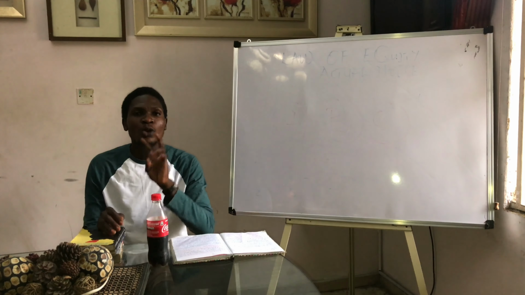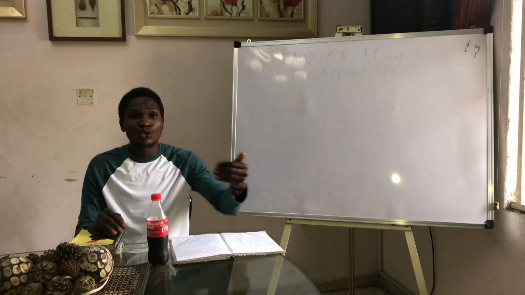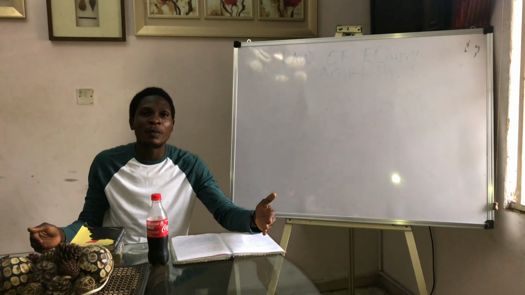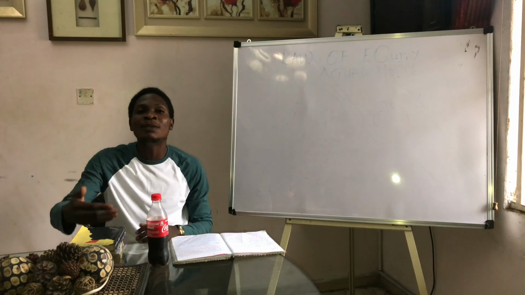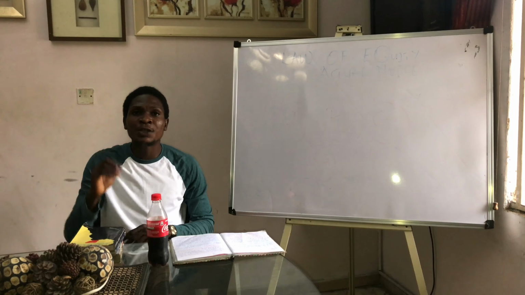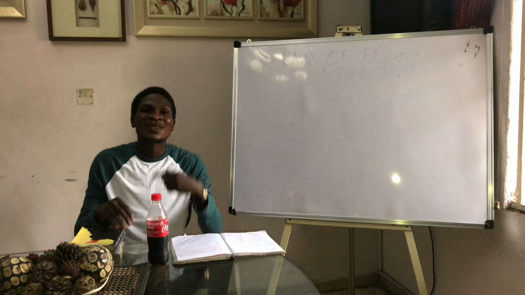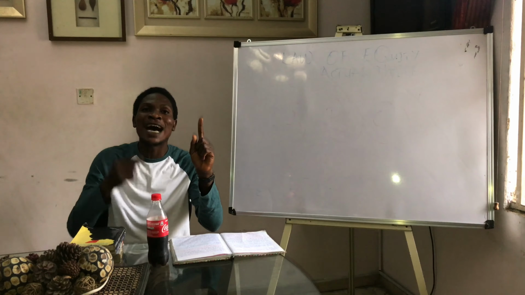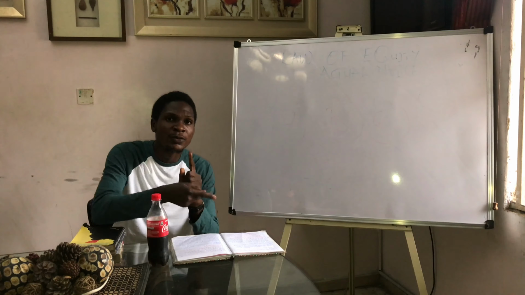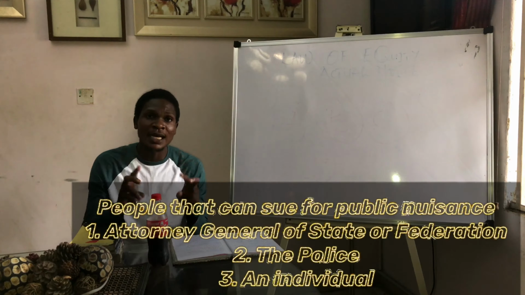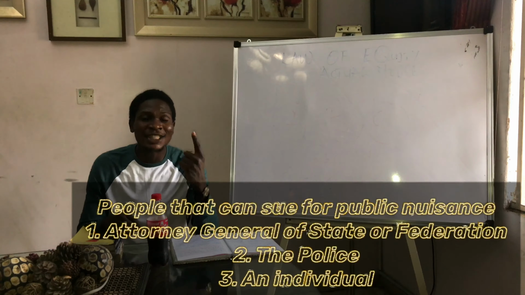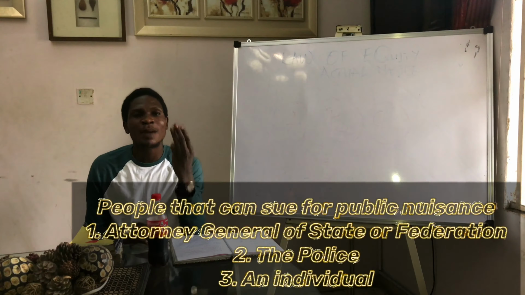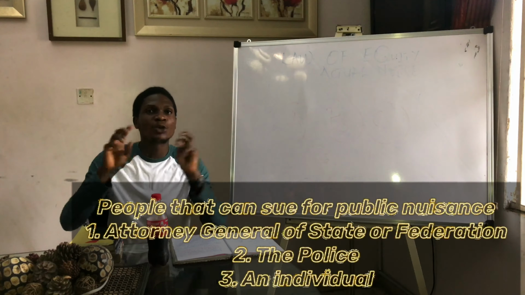Now, moving on, I'll be talking about two things especially: who can sue for public nuisance and what are the elements of public nuisance. So who can sue for public nuisance is going to come before what the elements of public nuisance are. The reason is because who comes before the court seeking a relief for public nuisance matters a lot in determining what are the elements that the person is going to prove. So there are three sets of people that can sue for public nuisance: either the AG of the state or the federation, or the police, or an independent person. So there are three sets of people that can sue.